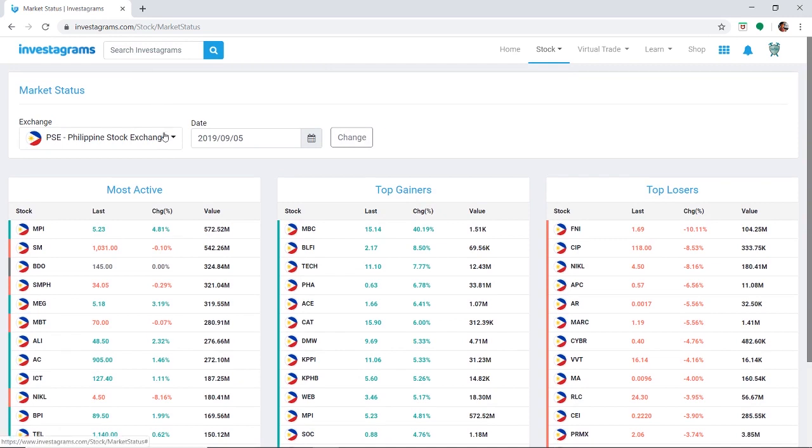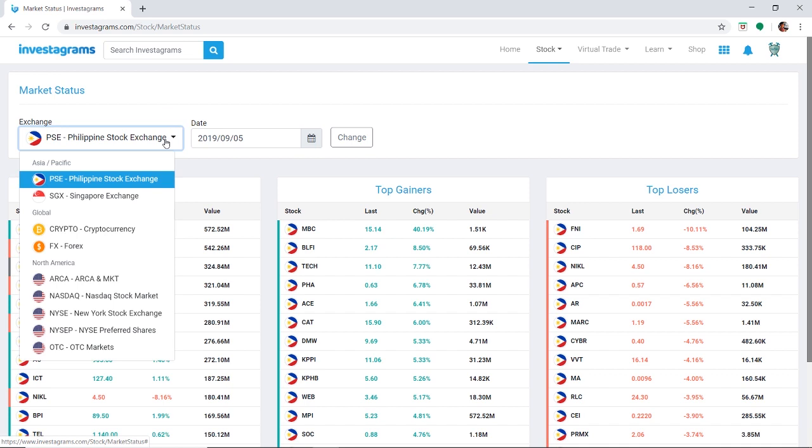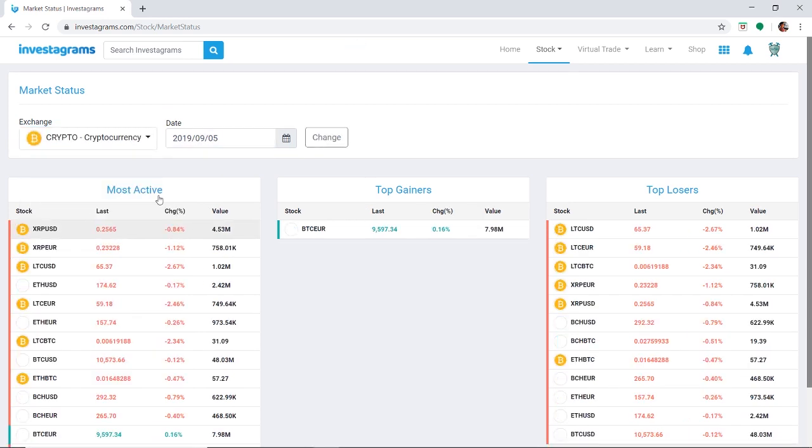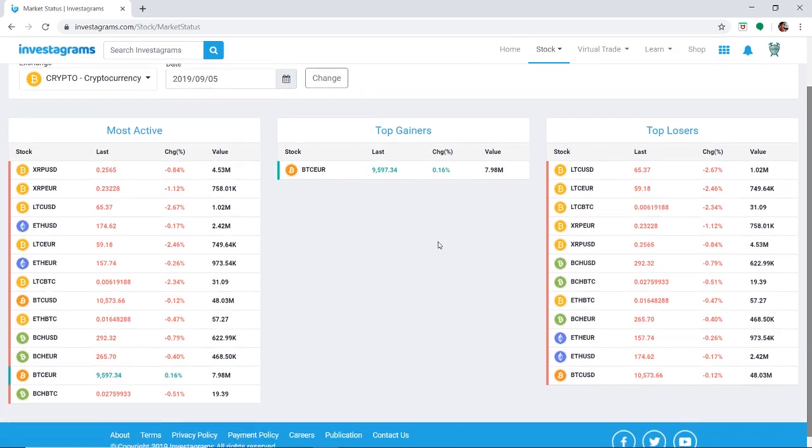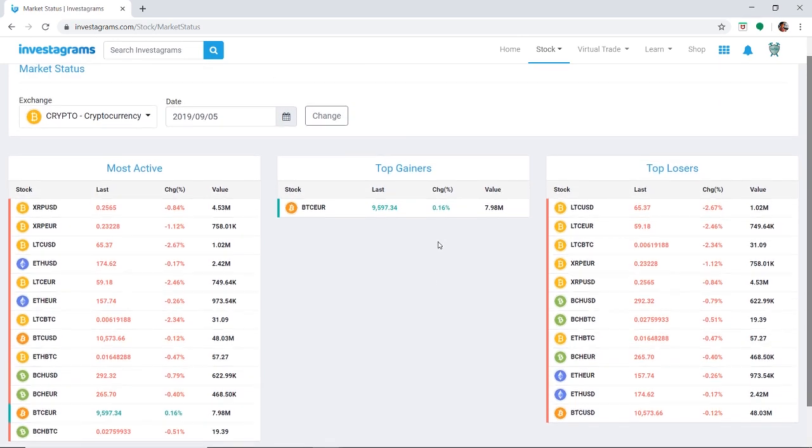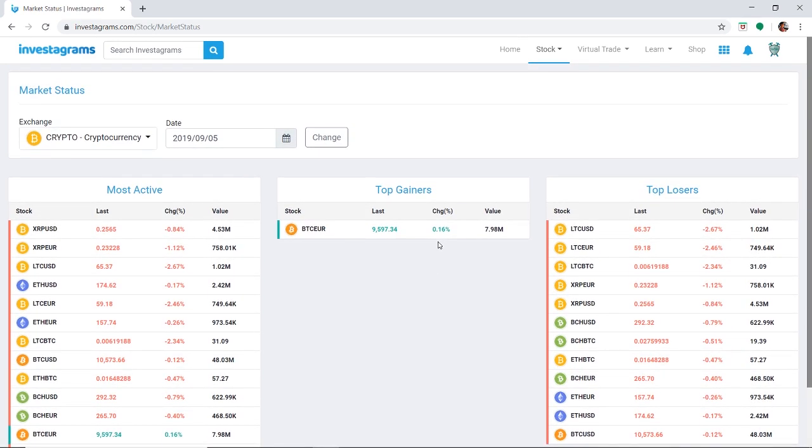Oh, and you can also sort it by the exchange you want. Right, so here in Investagrams, we have Singapore stocks, we got crypto, we got Forex, we got some US stocks as well. Alright, let's take a look at crypto for the day. So there you go, you can see the movers in the market in terms of cryptocurrency.